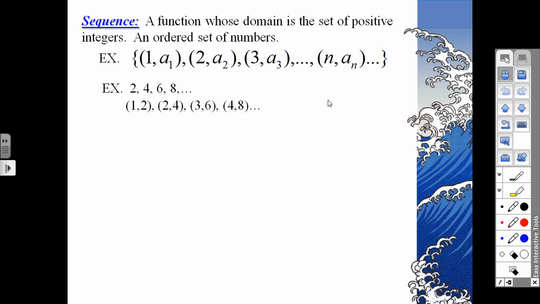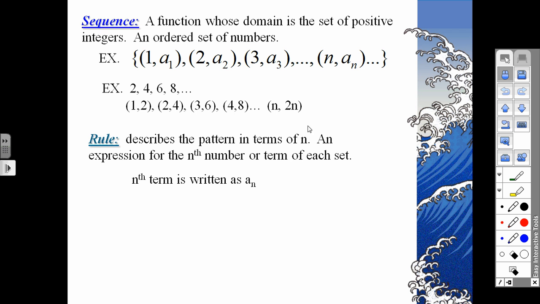And if we wanted to write this general term here, you can imagine what you're doing if this is your n. What you would have to do to get this value is multiply by 2. So we could write this as n comma 2n.